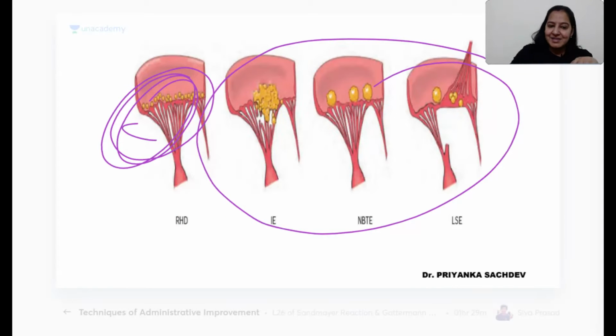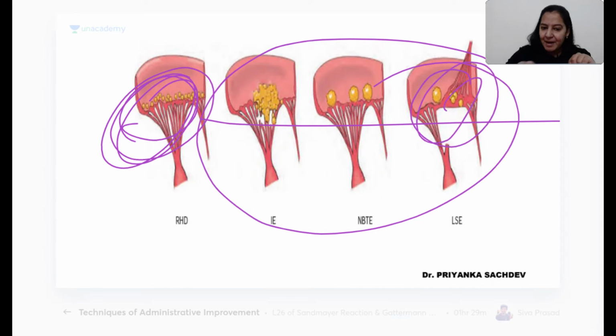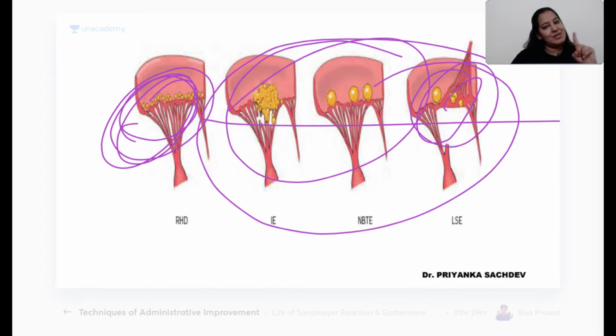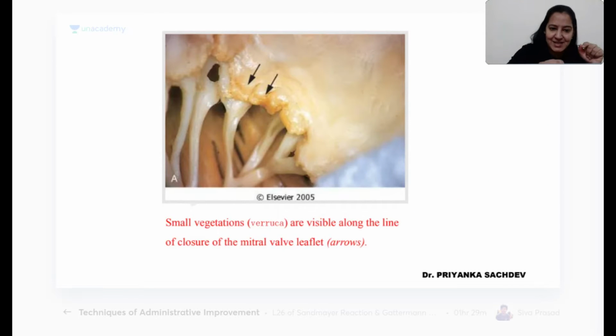You can see they are small. Compare the size of the first with the rest of the 3. So the first one is small. The Libman-Sacks will be medium, and the rest 2 will be large. So this is small. Correct or not? And they are multiple. You can see, these are small vegetations.